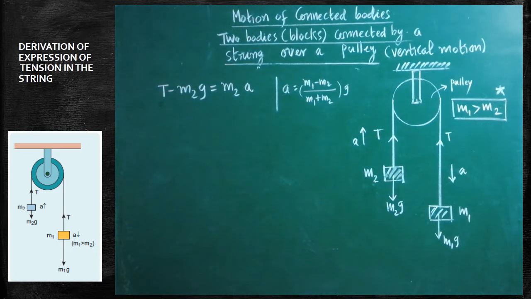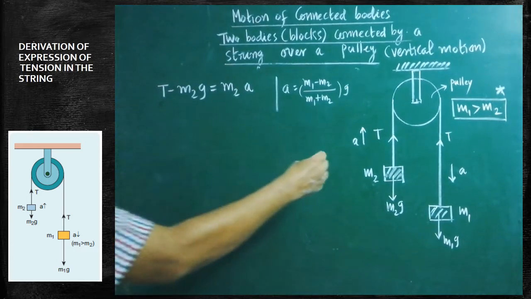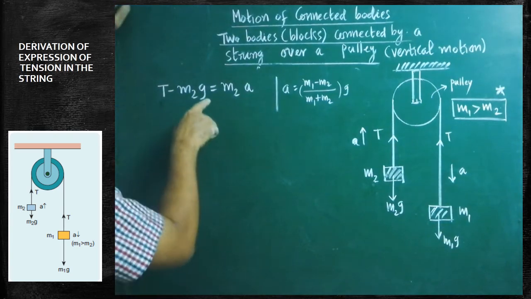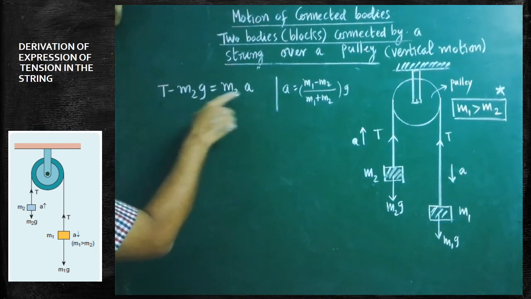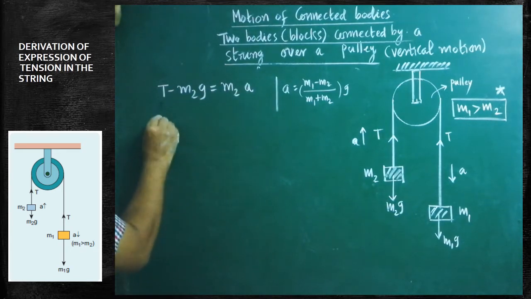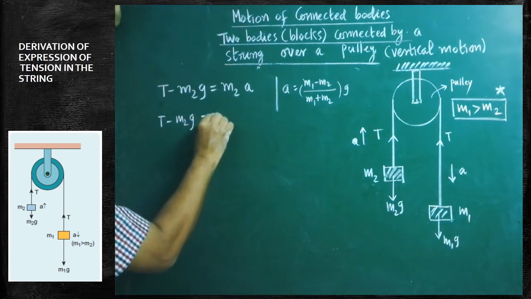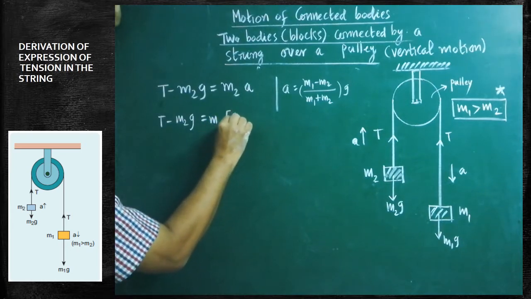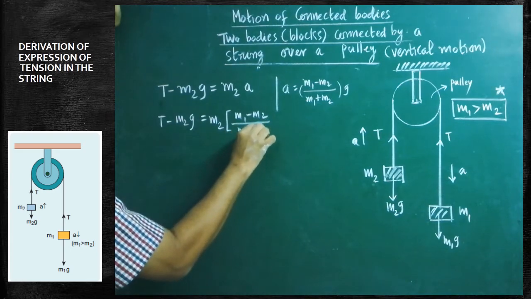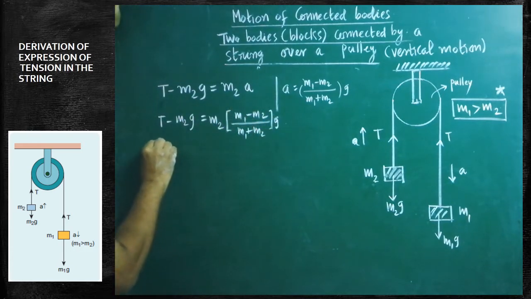Now we will derive the expression for tension. The tension is acting on the string, and on either side the tension is the same. The tension expression can be derived with the help of the acceleration expression. This expression was already derived for the mass m2, and we have derived the expression for acceleration also. Now substitute this a here: T − m2g is equal to, instead of a, substitute (m1 − m2) divided by (m1 + m2) times g, and bring this factor to the other side.